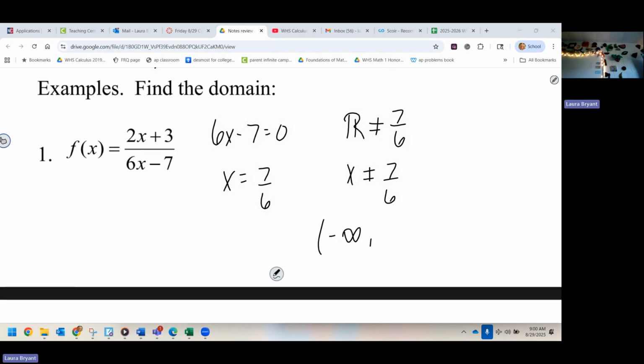Or you could say negative infinity to negative 7/6 union 7/6 to positive infinity. So that one was a fraction. We had to keep the fraction from being divided by 0. So this would be your domain. Any of those three would be good.